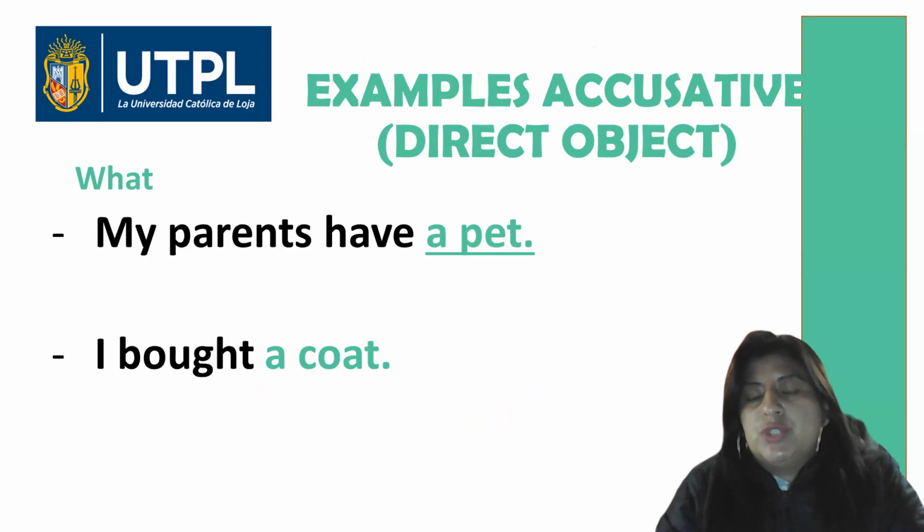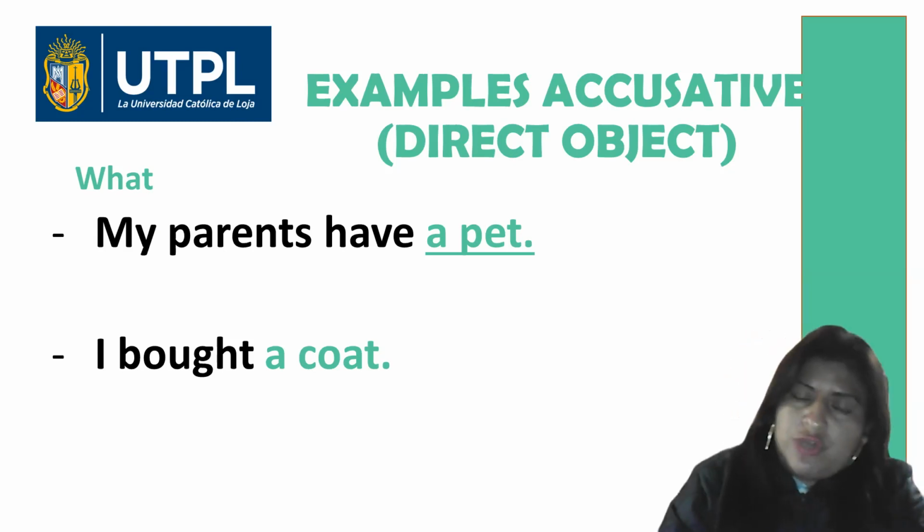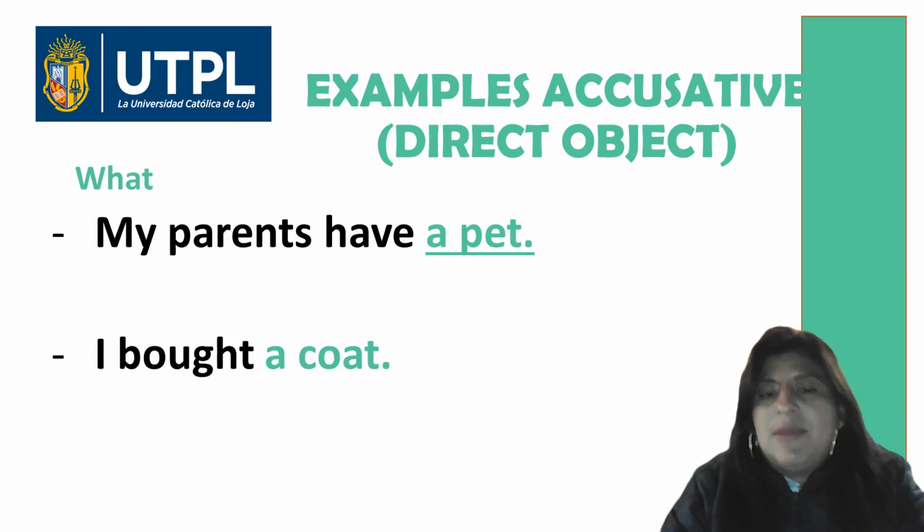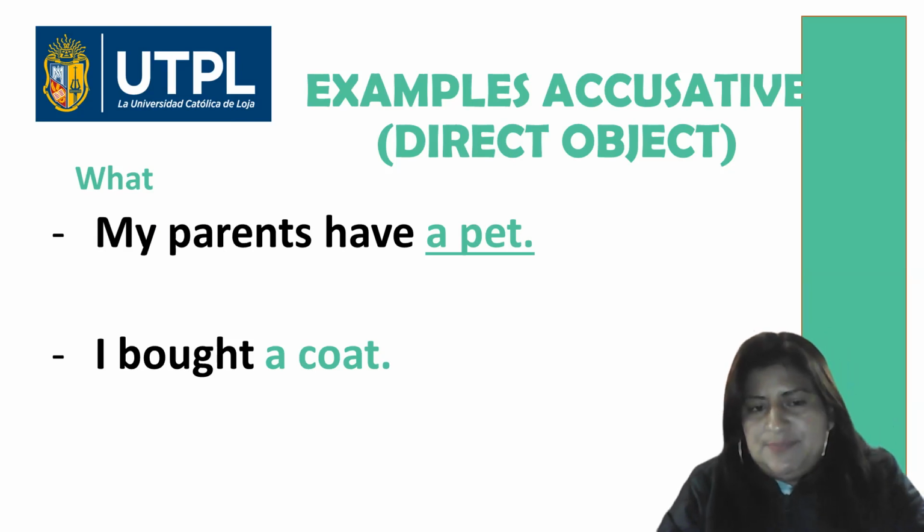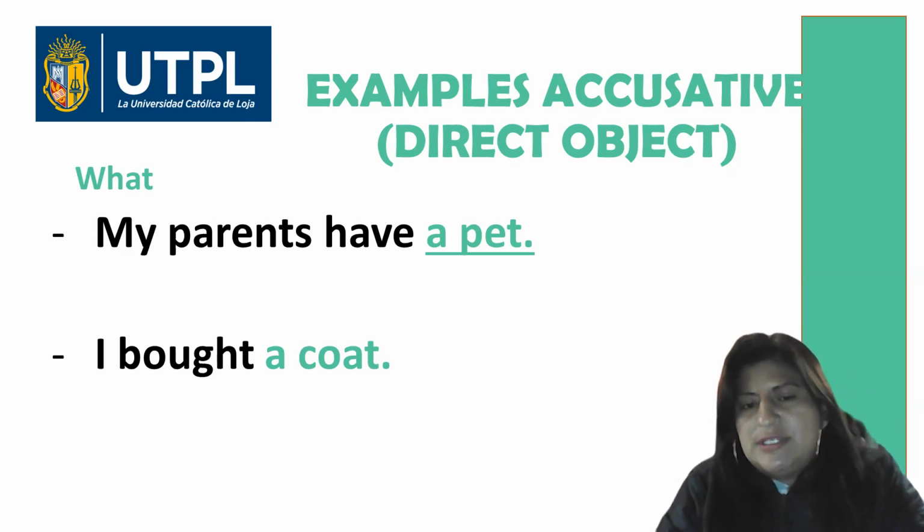First, I wrote two examples about direct object. My parents have a pet. In this case, I have to answer the question, what? My parents have a pet. I bought a coat. What do I have, what did I buy? In this case, I bought a coat. What do my parents have? A pet. That is the direct object, a pet and a coat. I answer the question, what?